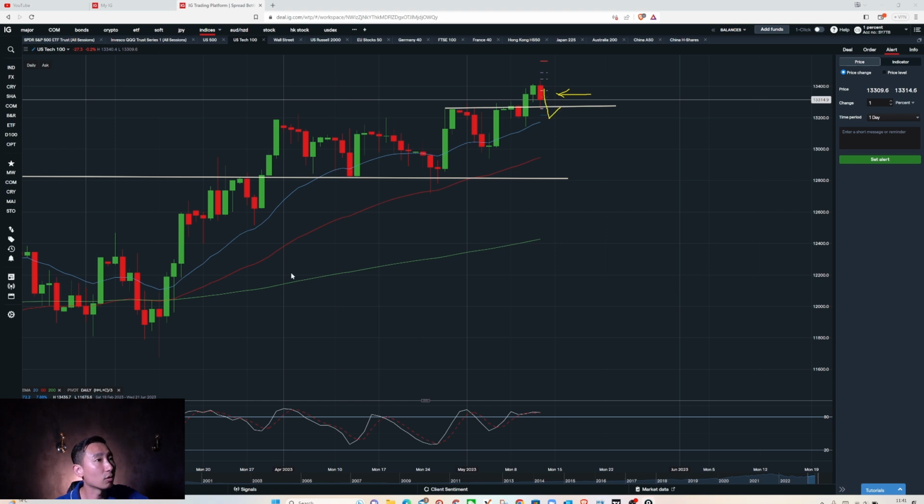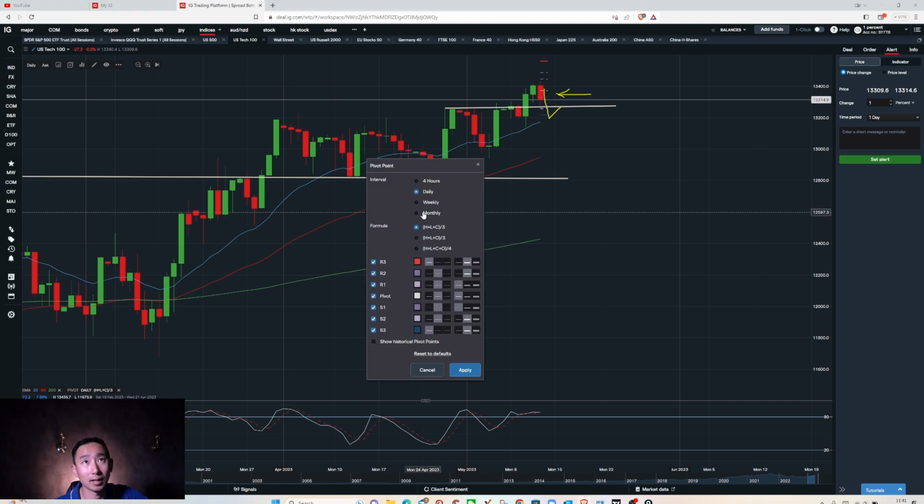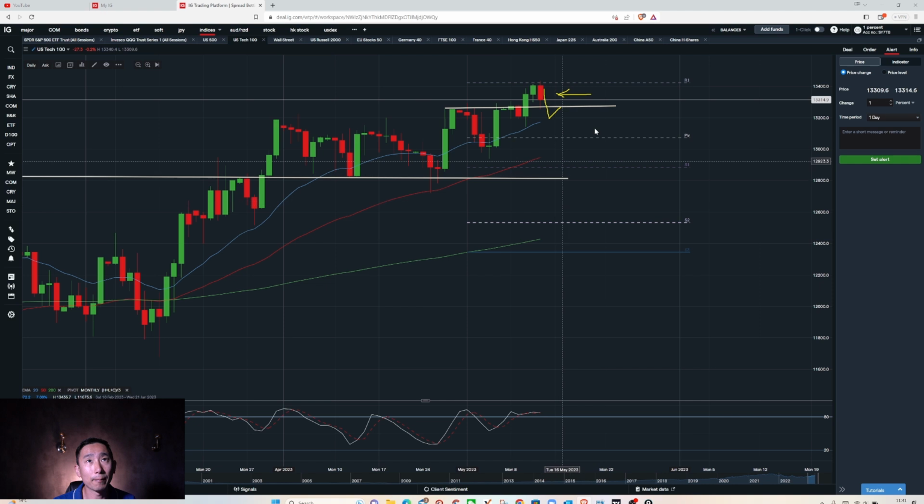Let me have a quick look at the pivot. If you're not familiar, a pivot acts as an extra layer of support and resistance. Let's see what the weekly pivot is. If it comes back below this 13,300 area, I might take a short trade, very short term, intraday, maybe back to this or the 50 EMA area, 13,000. But very quick intraday trading.